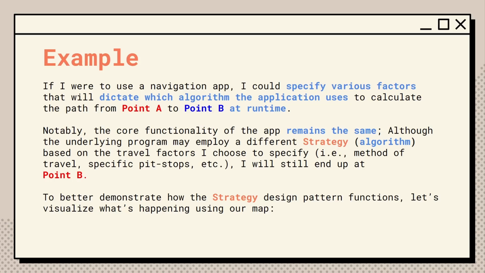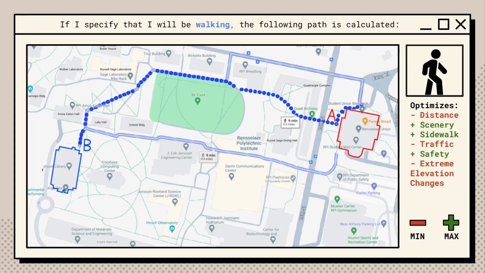Like the method of travel, whether I go by car or walking, on bike, etc. Or if I want to make specific stops along the way between point A and point B, I will still end up at point B. That's kind of paramount. So to better demonstrate how the strategy design pattern functions, let's visualize this example using the map. Let's suppose that I specified that I would be walking between point A and B. So the following path is calculated, and this is actually from Google Maps. This is the path that it gave me.